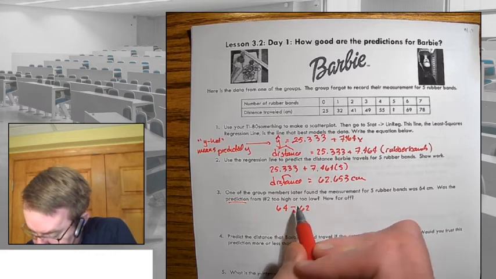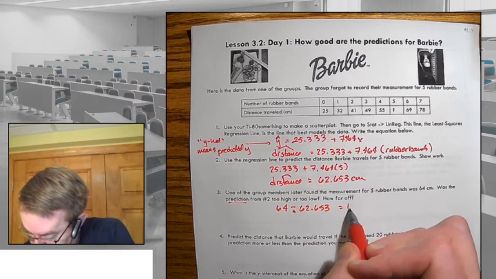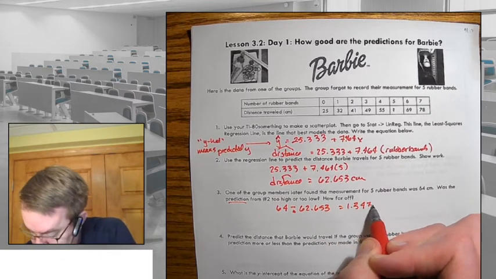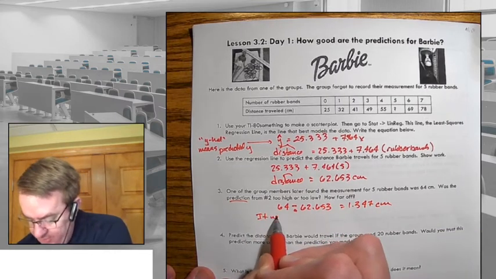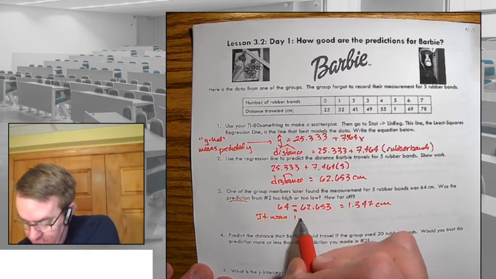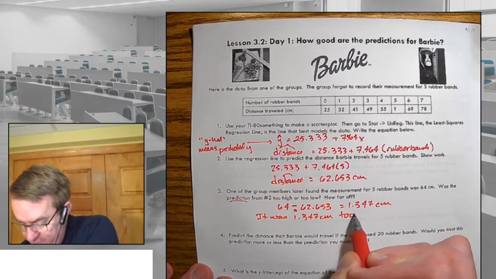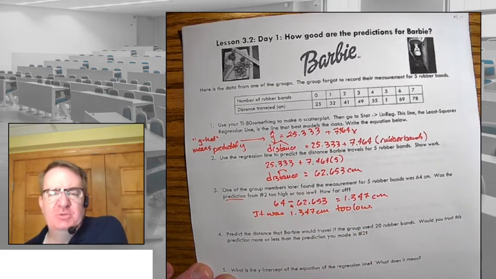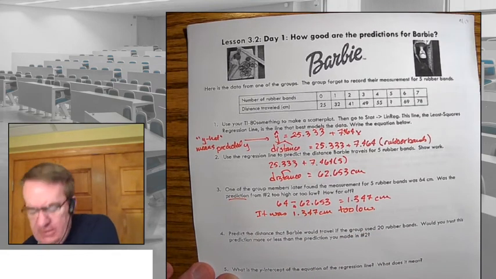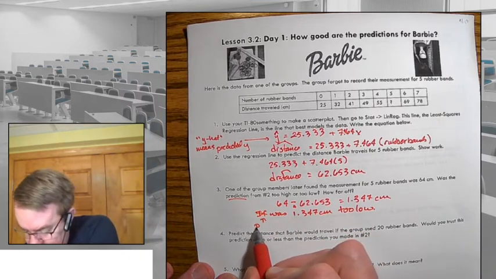Wow, that's an ugly minus sign. 62.653, so that's going to equal 1.347 centimeters. And so we would say it was 1.347 centimeters too low. Because again, oh wait, we're not supposed to use pronouns all the time. What was it? Okay, that's the predicted distance.